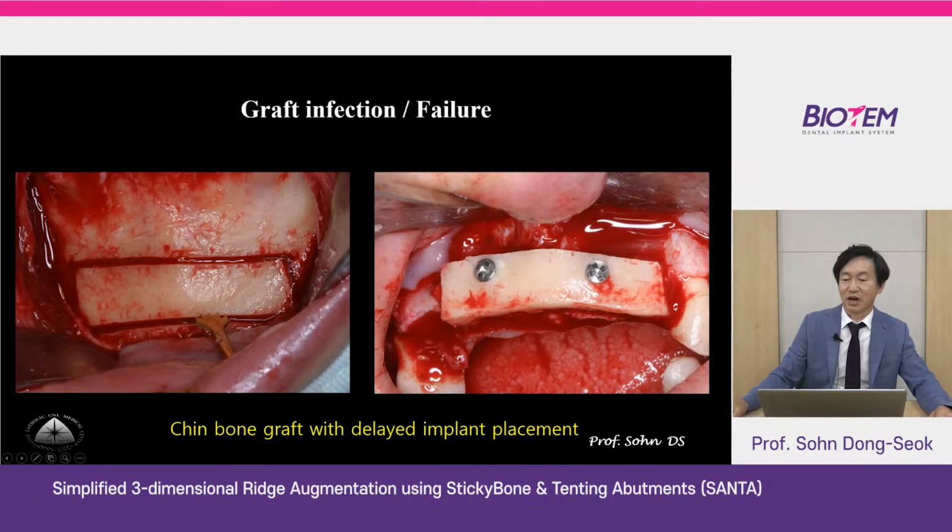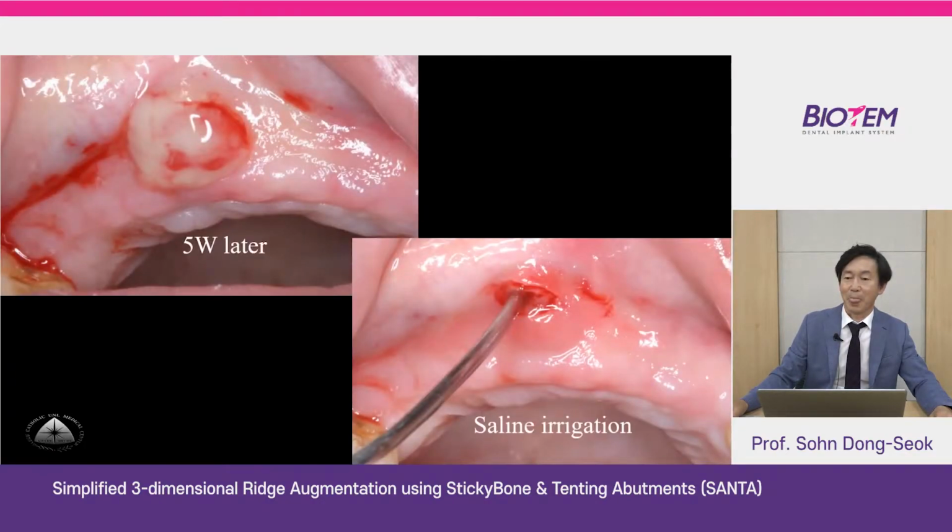The chin bone was harvested and grafted on the anterior maxilla for horizontal ridge augmentation. After 5 weeks of healing, infection happened. I was very shocked to see these complications. So saline irrigation was done to control the infection.